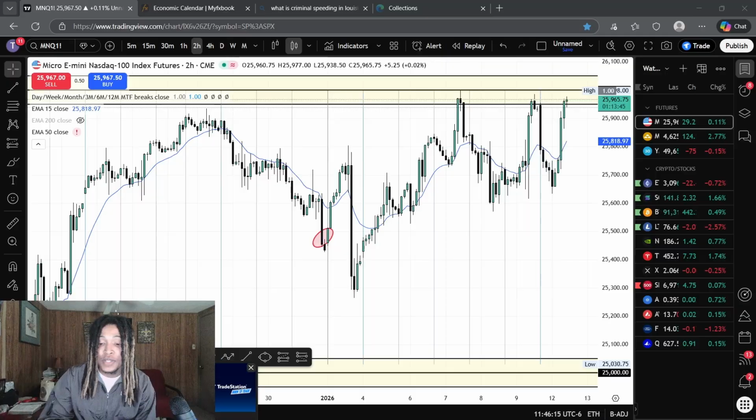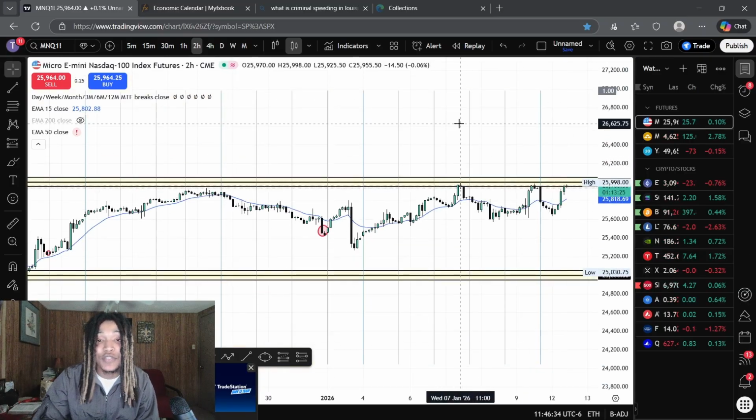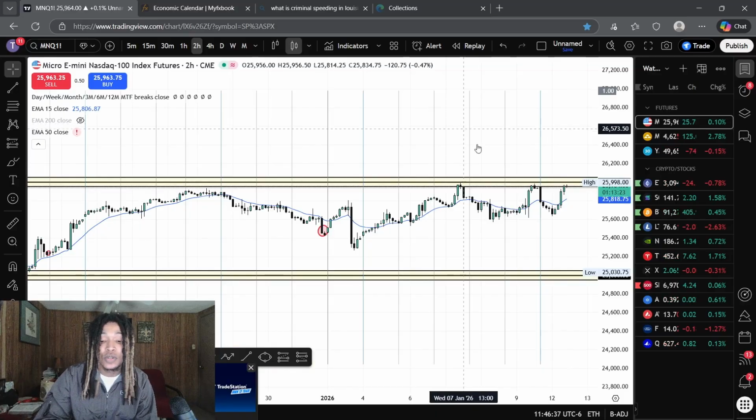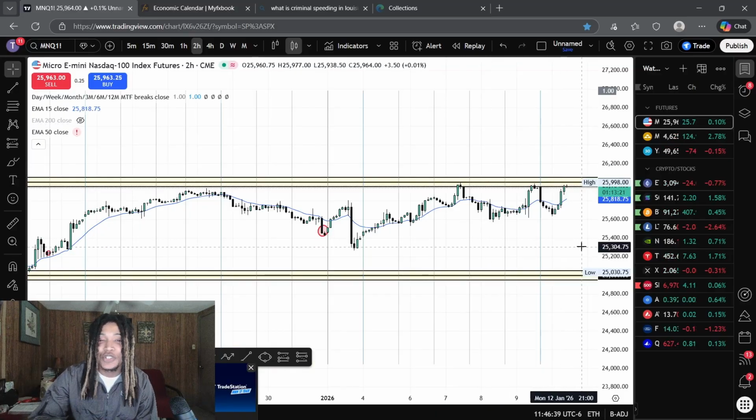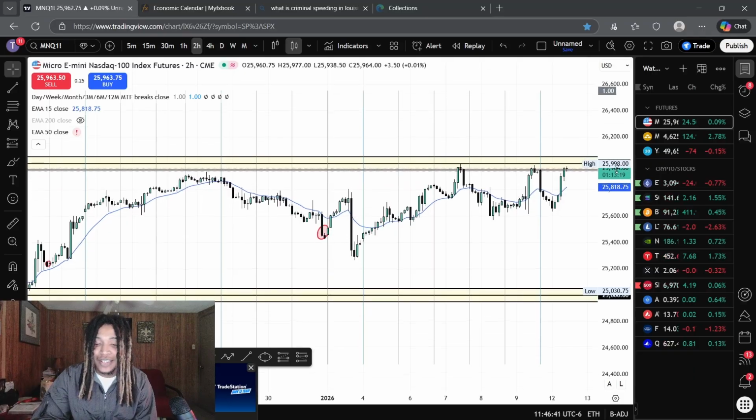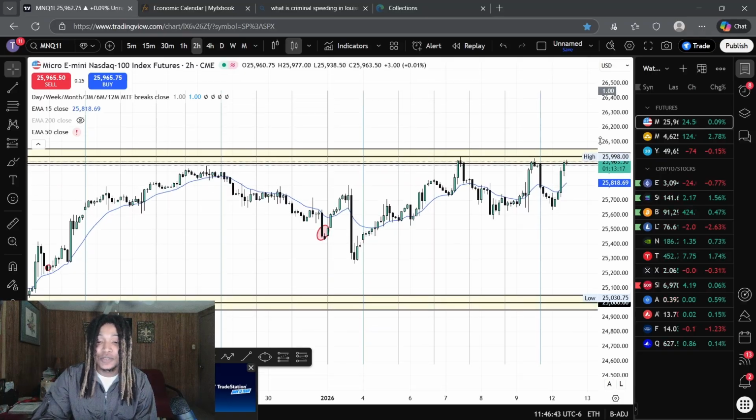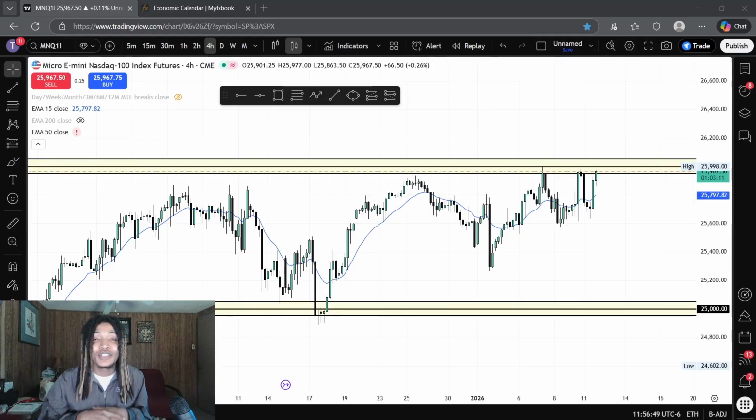I still have the major zones. Major zones right now on this market, which is Nasdaq, are 25,000 and 26,000. That's the range in between right now. We're waiting to see if it's going to break 26,000 today or tomorrow. If it does, the next level will be 27,000. We're not really focusing on that right now, but let's get into this Fibonacci. Let's get into these charts.